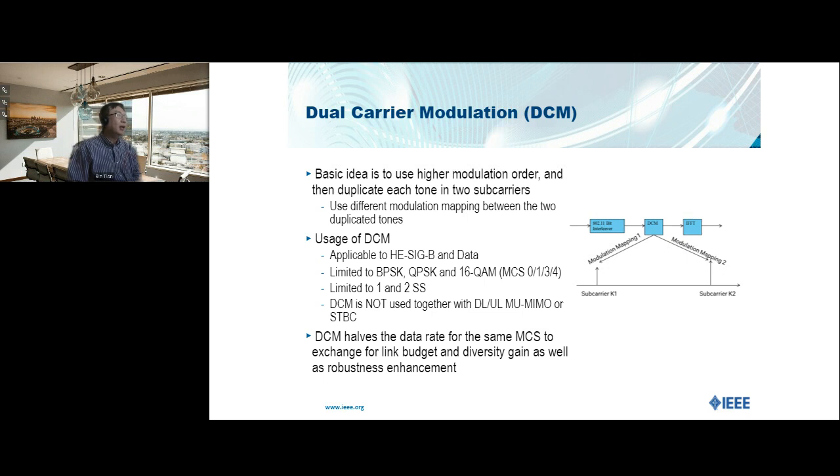So usage of DCM is applied to the SIG-B and data portion, and we only define DCM for BPSK and QPSK and 16 QAM, and it is limited to one spatial stream transmission, and not used for downlink MU-MIMO or STBC, because DCM is mostly for lower data rates.